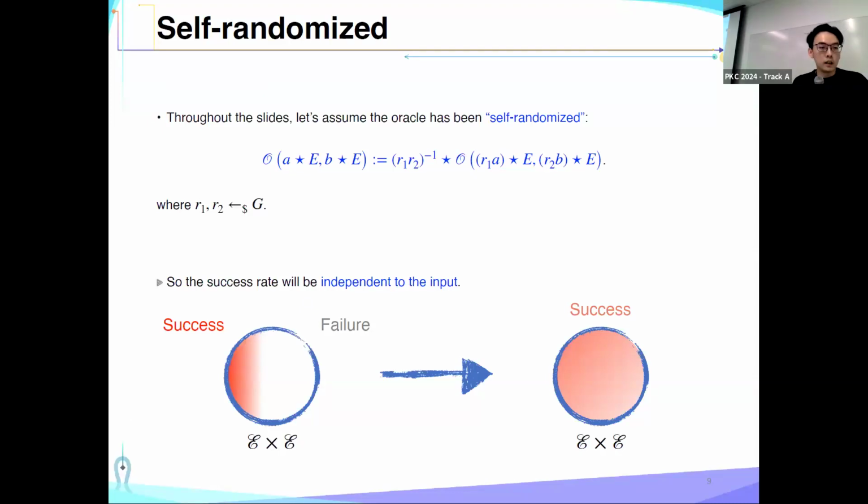To start, let's say the oracle has been self-randomized, which means that on any input, we multiply by a random group element at the front, and then we remove it later. The reason I want to do this is that it will not change the success rate overall, but it makes sure that the success rate is independent of the input, spread evenly throughout the input space.